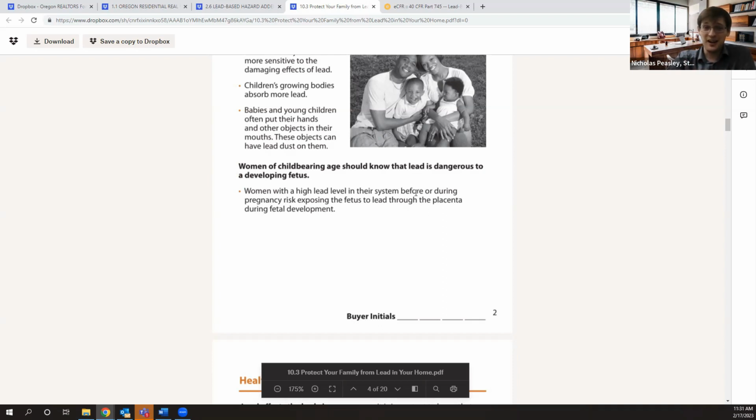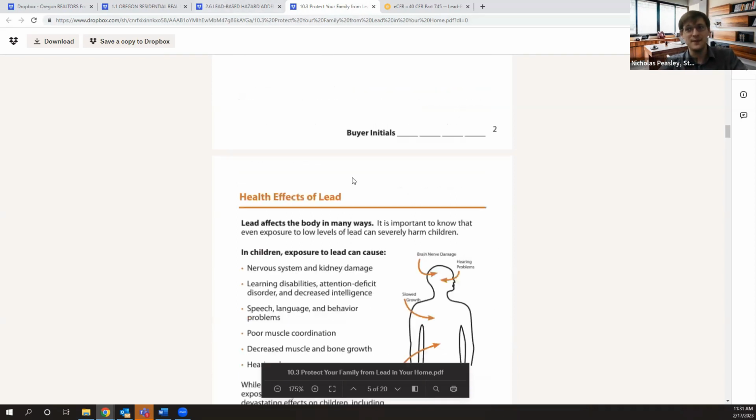This is kind of a short open house today because it's a deep dive just on lead hazards and the lead hazard addendum and these various documents.